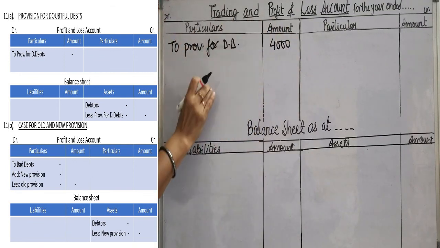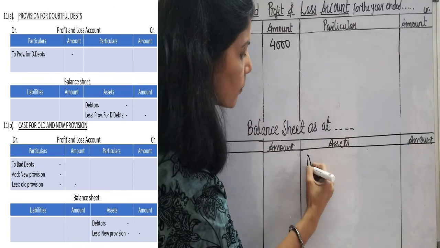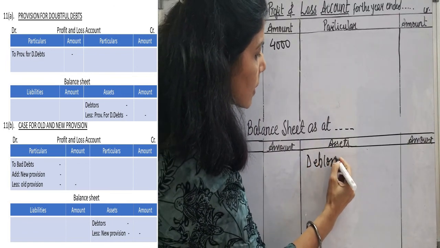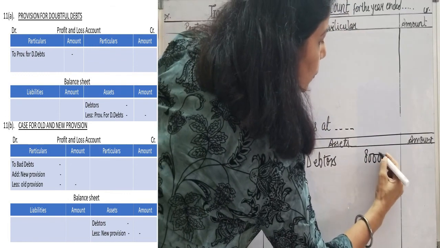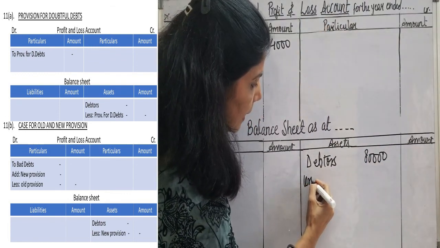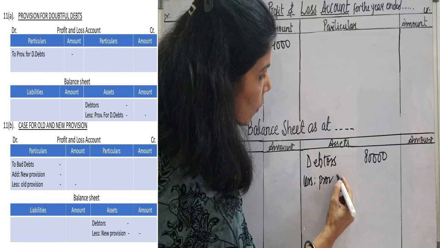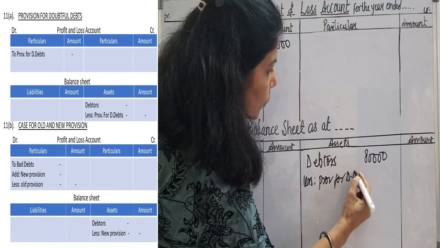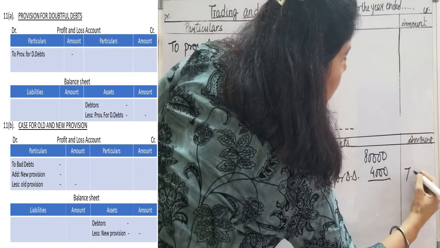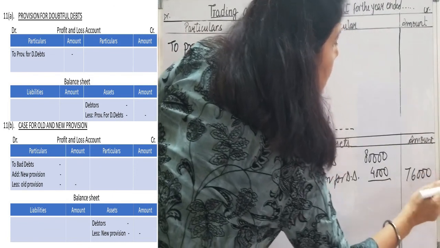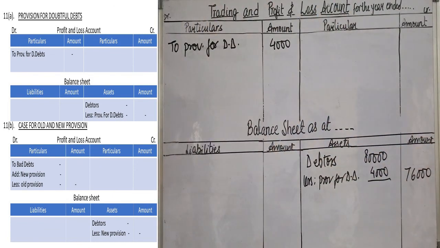Okay. Now, secondly, it will be deducted from the debtors on the assets side of the balance sheet. So, debtors rupees 80,000 less provision for DD, doubtful debts, 4,000. So, the net amount of debtors will appear at rupees 76,000 now.